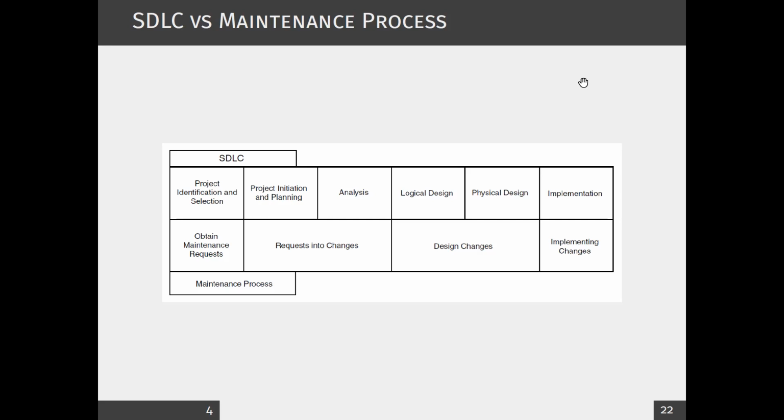The first stage will be submitting a maintenance request, and this mainly comes from the user's perspective. Then there will be a maintenance team responsible for implementing these changes. The next step is to transform these requests into changes, then you need to design the changes, and then you have to implement the changes.